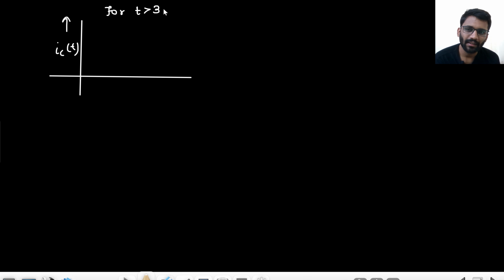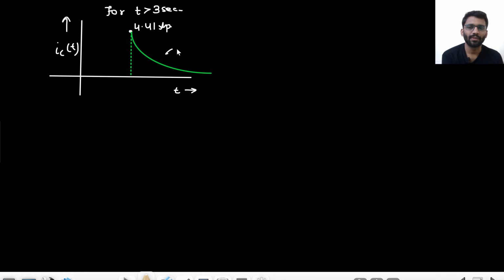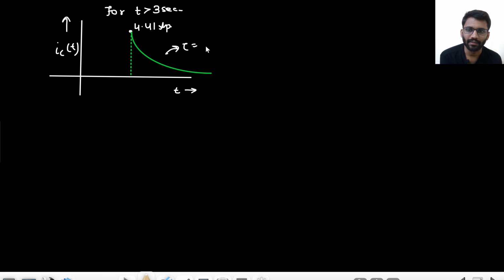So if you make the graph of i_C(t) for t greater than 3 seconds, what is happening? It will start from 4.41 ampere and then decay down to 0. The time constant here is 1 second. This is for t greater than 3 seconds.